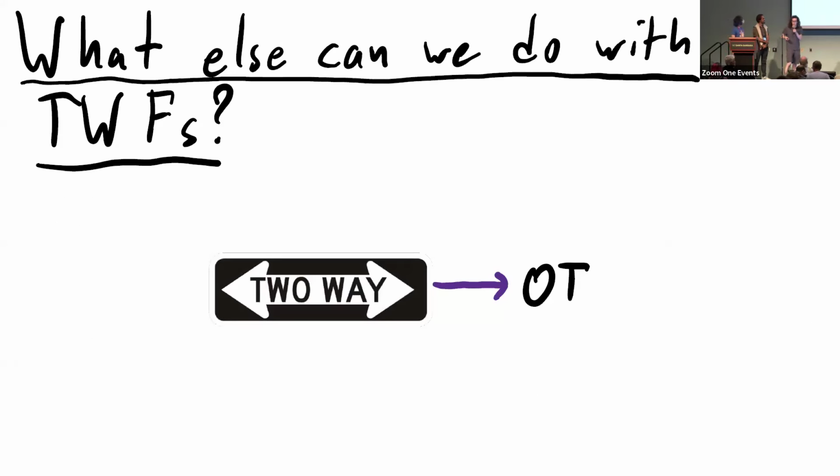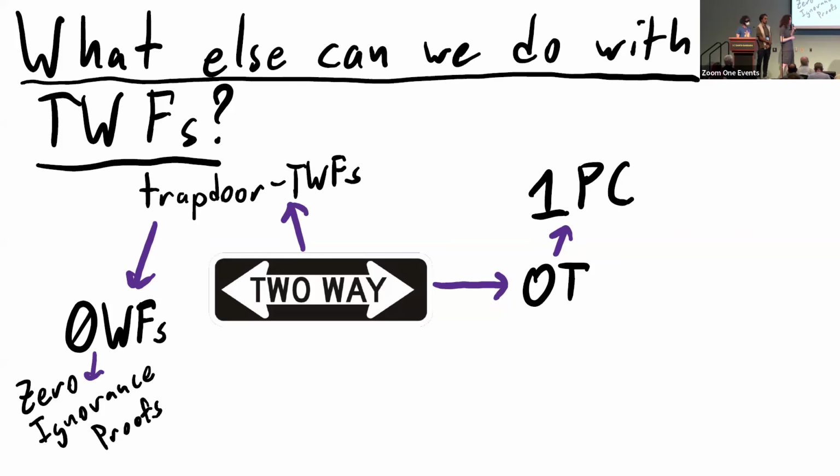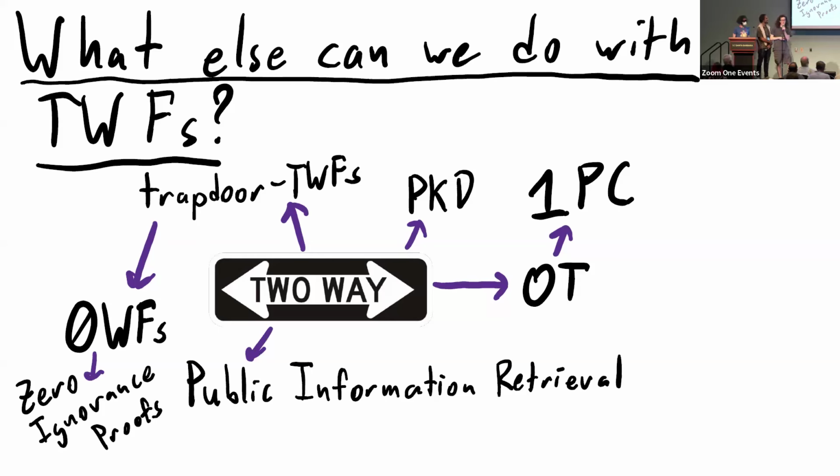Okay, so what can we actually do with 2-way functions? We know that we can build oblivious transfer with 2-way functions, but it turns out that we can actually do a lot more. Something obvious that might seem clear to you is that you can build multi-party computation from oblivious transfer. But it turns out that we can also build trapdoor 2-way functions, which Matteo will talk about later, and from trapdoor 2-way functions, 0-way functions. 0-way functions turn out to be very useful in constructing zero knowledge proofs. We can also build public key encryption from 2-way functions, as well as private information retrieval.